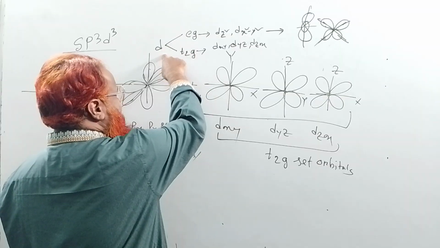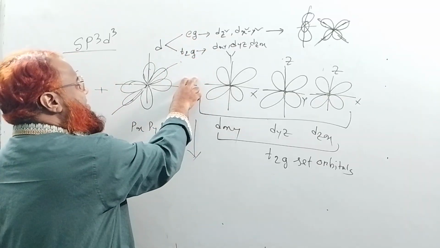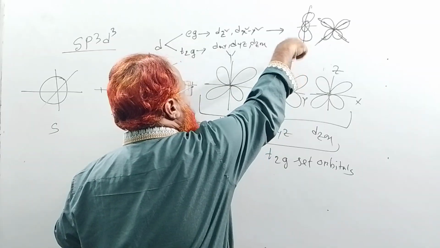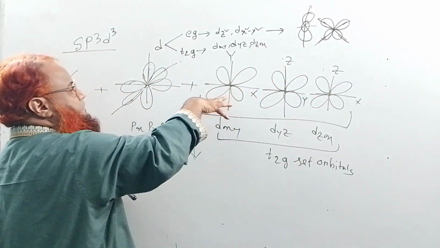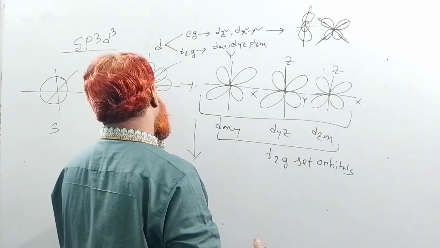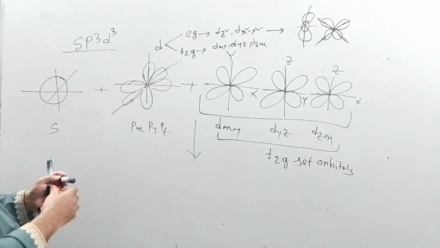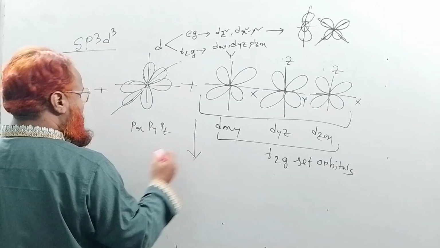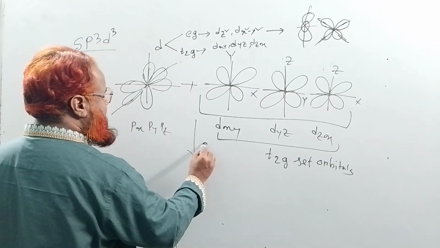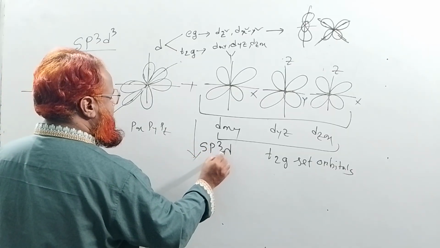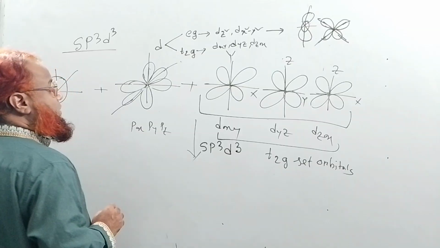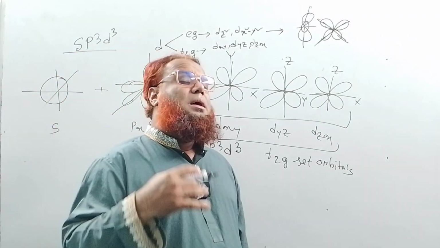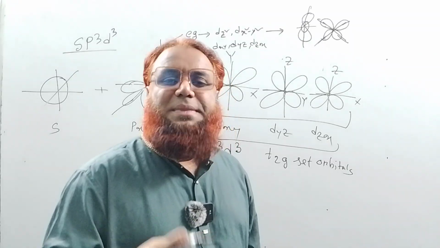D orbitals are of two types, EG and T2G set orbitals. In EG set orbitals the lobes are present along the axis, and in T2G, in between the axes. Okay. Now, if these pure atomic orbitals intermix together, the hybridization type will be sp3d3. So the total number of hybrid orbitals will be 7.